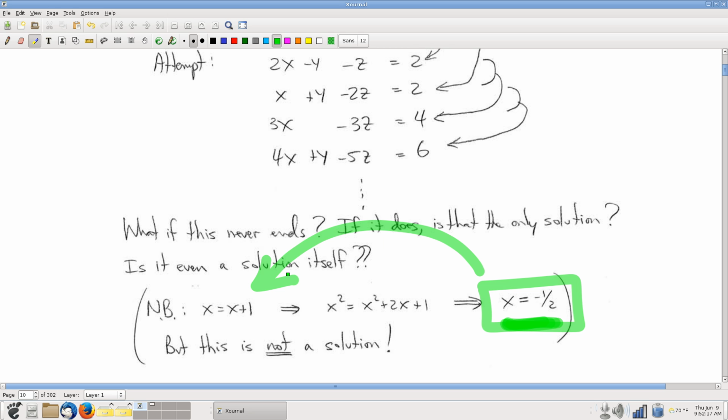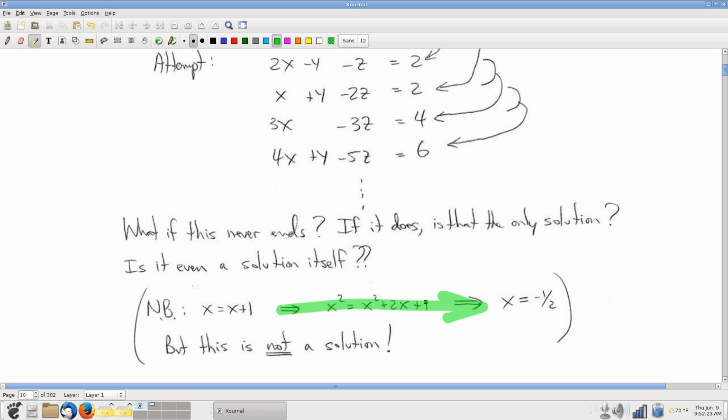Students are interpreting, let me do this with better colors, students are interpreting this as saying that, which it doesn't. And of course, as we've previously discussed, deductive reasoning goes one way. You've got to be careful about the direction of your interpretations.